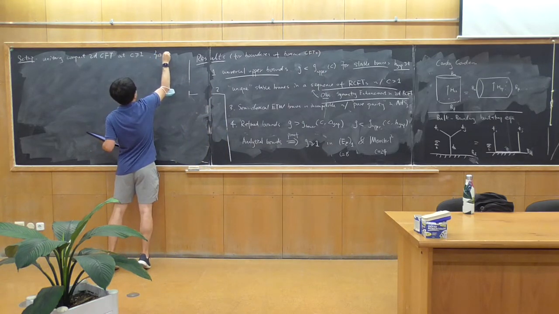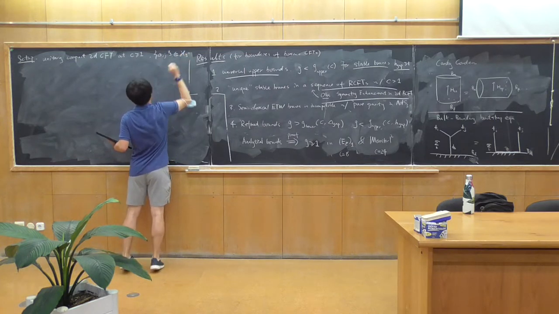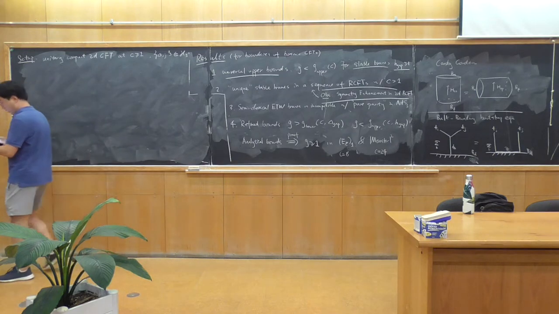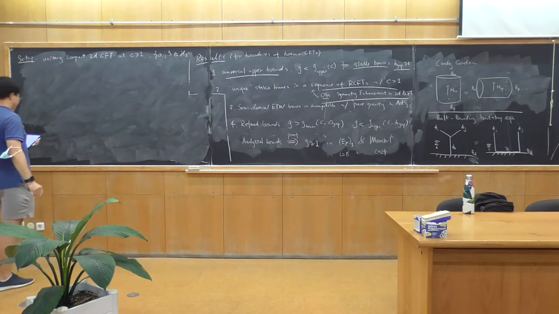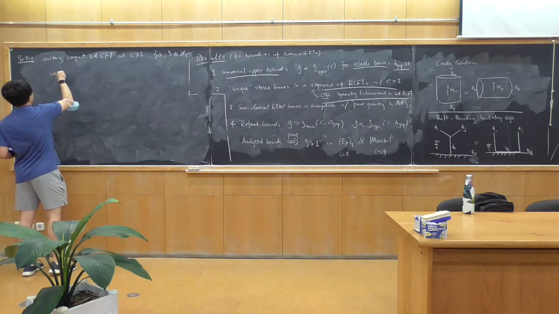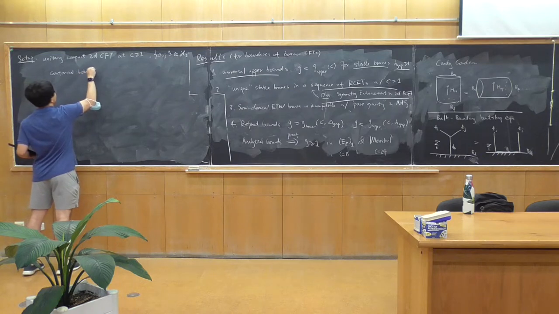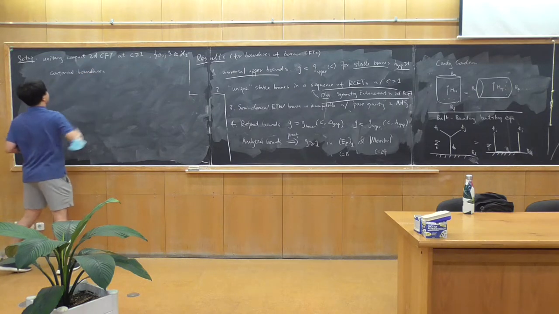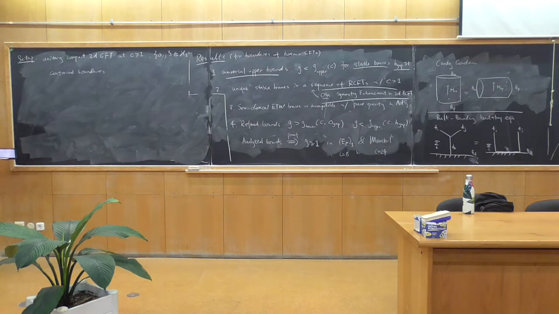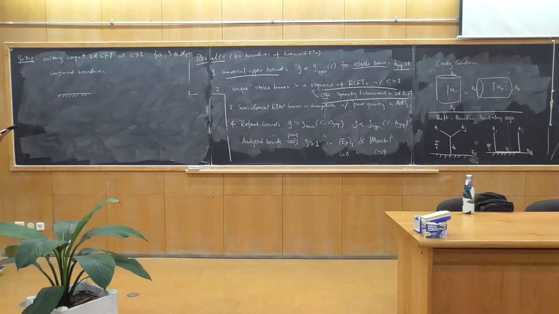Usually I'll denote the operator spectrum as Delta_{n,j}, the enumerated operators corresponding to the states in the Hilbert space. In this case, the conformal boundaries can be characterized as follows. One intuitive way to characterize a conformal boundary is a boundary condition that you impose for your CFT on the upper half plane.